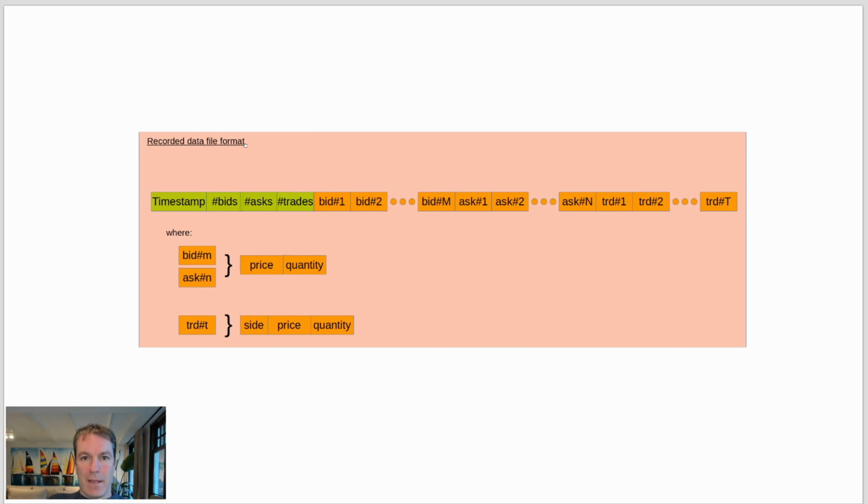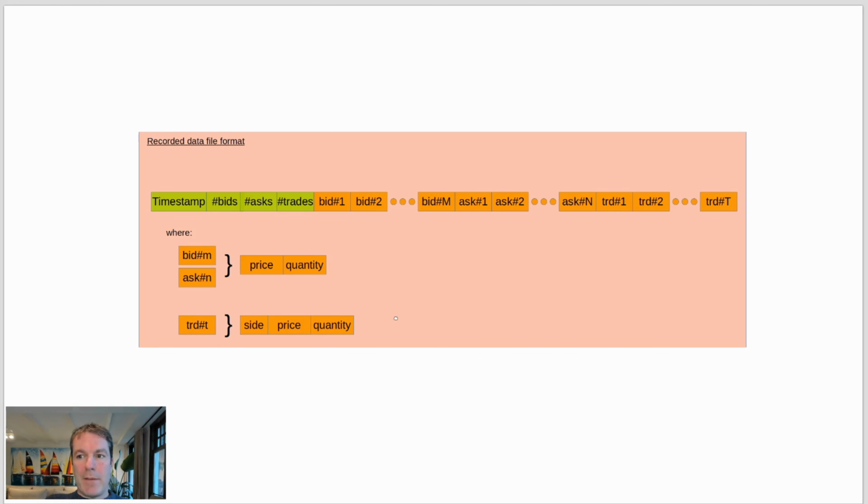For every tick that we get, for every update we get to the order book from an exchange, I record the timestamp, the number of bid and ask level updates that are going to be inside this tick, and the number of trades that have been executed at the exchange during this tick or leading up to this tick. After that, we have all the bid level updates, all the ask level updates, and then all the trades.